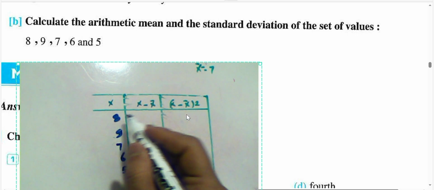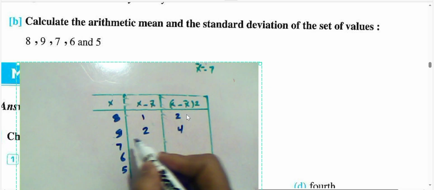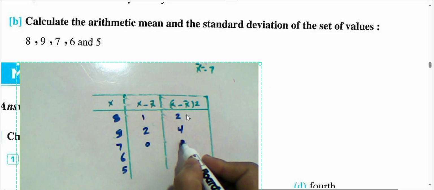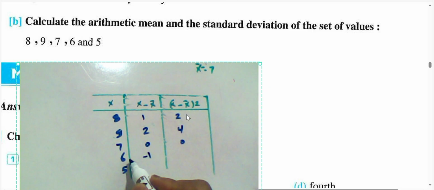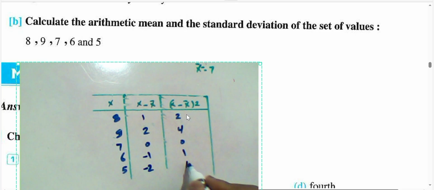x minus x bar. 8 minus 7 is 1. 1 power 2 is 1. 9 minus 7 is 2. 2 power 2 is 4. 7 minus 7 is 0. 0 power 2 is 0. 6 minus 7 is negative 1. Negative 1 power 2 is 1. 5 minus 7 is negative 2, power 2 is 4.